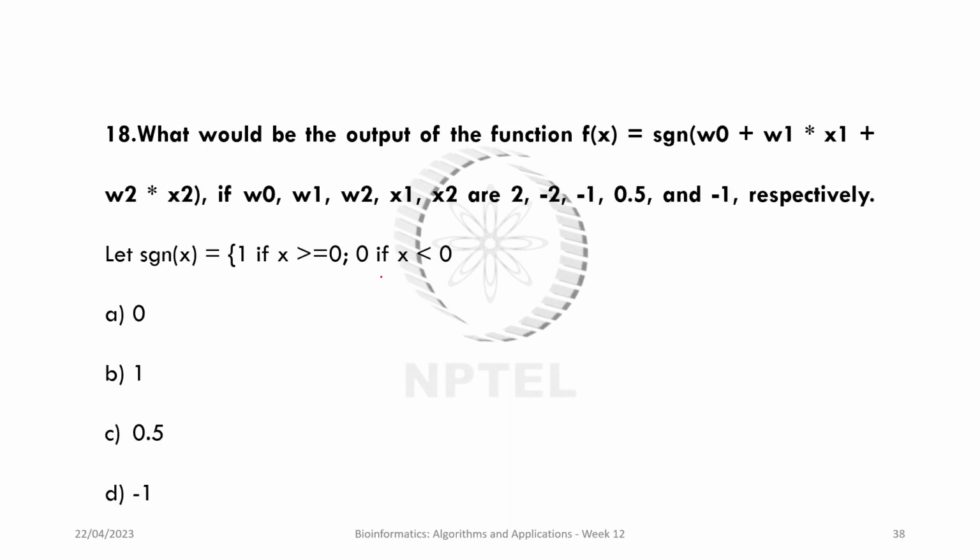Question 18. What would be the output of the function f of x is equal to sine of w0 plus w1 into x1 plus w2 into x2? W0 is equal to 0, 1. Okay, Kritika will solve now. I haven't solved this before, so we can do it together.